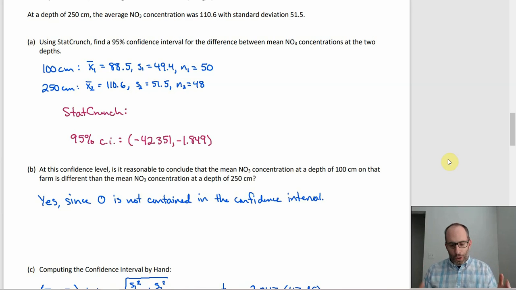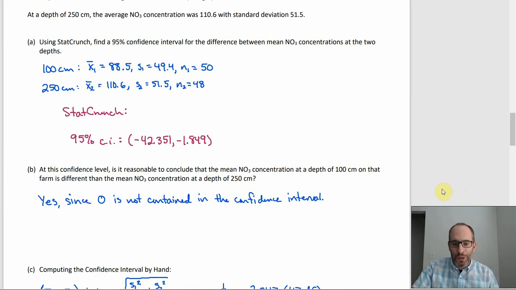So if the whole interval is negative, you can conclude that there's a difference. If the whole interval is positive, you can conclude that there's a difference. But if 0 is in there, so one negative endpoint and one positive endpoint, then you can't. So it works the same way that it did for proportions, right? Basically, if you're looking for evidence of a difference, you want 0 to not be in the interval.